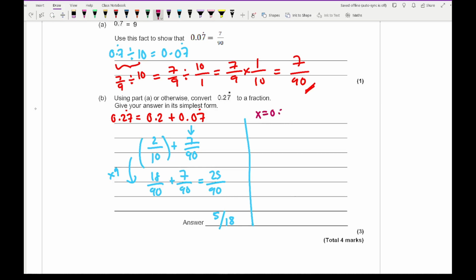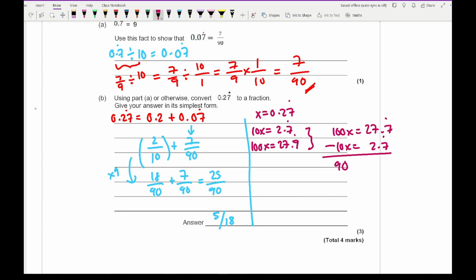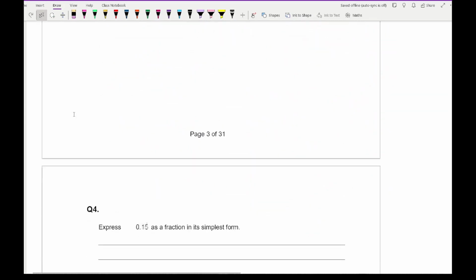If I didn't want to use the part A answer, then what I could have done is make x equal 0.27 recurring, times that by 10 and I get 2.7 recurring, times x by 100 and I get 27.7 recurring. Using these two, 100x equals 27.7 recurring, 10x equals 2.7 recurring. If I take the two away, I get 90x equals 25, then x equals 25/90, which simplifies to 5/18. Any of those two methods would have been absolutely fine.